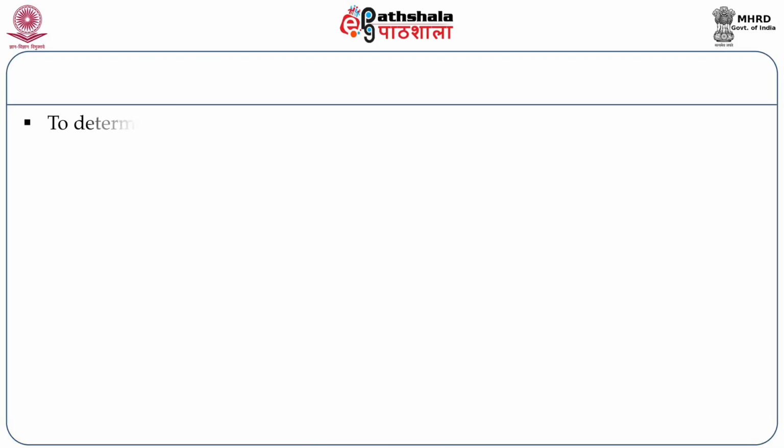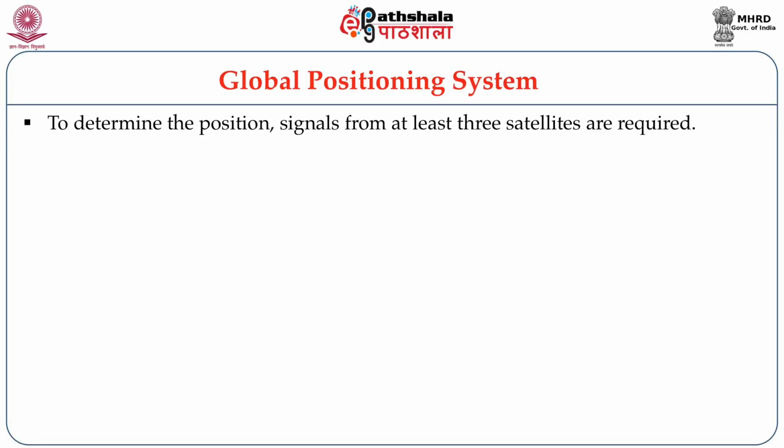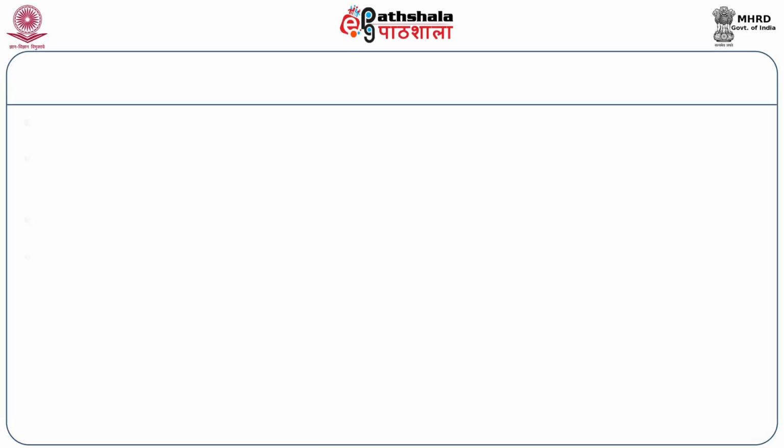Usually, to determine the location, a GPS instrument requires signals from at least 3 satellites. So this GPS system is an all-weather system. It can be used at any time, and in all kinds of weather it can be used to collect the data. And also, as I was telling, this GPS system can be used anywhere in the world to determine the position.